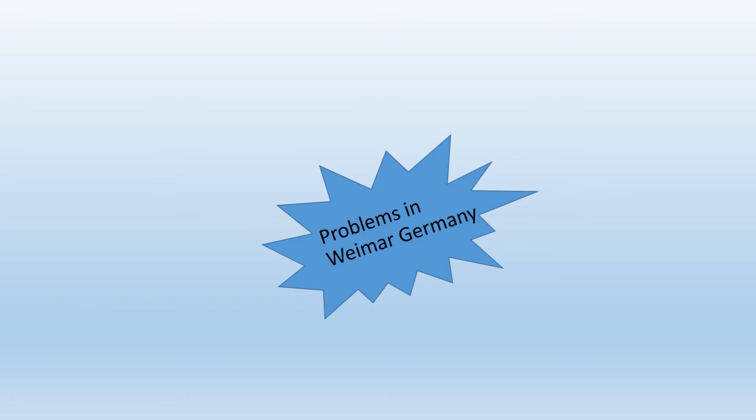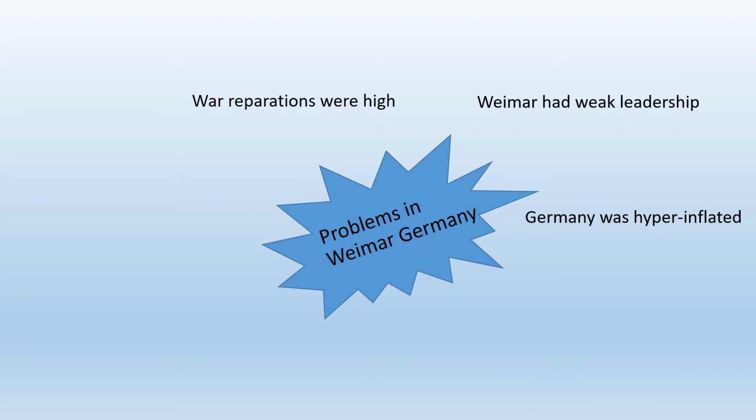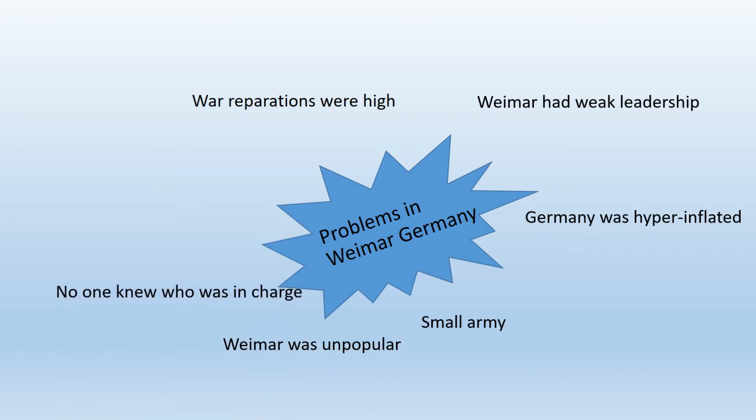So a few of the possible ideas we should have could be war reparations were set very high, Weimar had very weak leadership, Germany was hyperinflated, they did have quite a small army at the time, Weimar was very unpopular, nobody really knew who was in charge, and there were many communist and nationalist uprisings. Now, the information we have here is all right, but we can take each one step further. So let's do war reparations were high, for example. We know the exact value that war reparations were set to. So we would write down underneath 6,600 million.